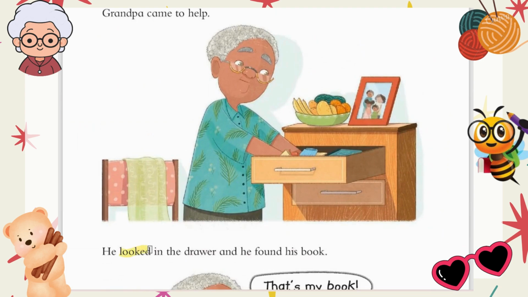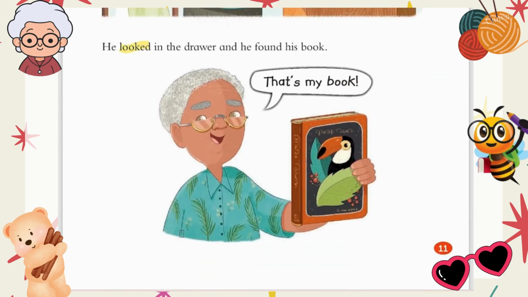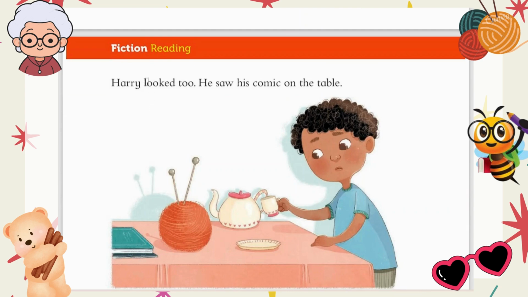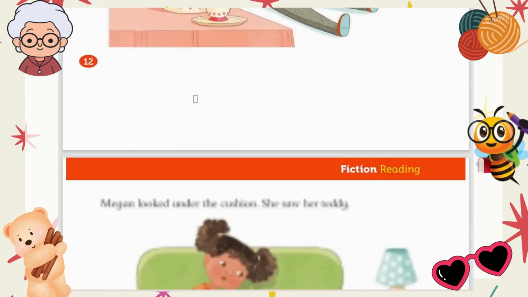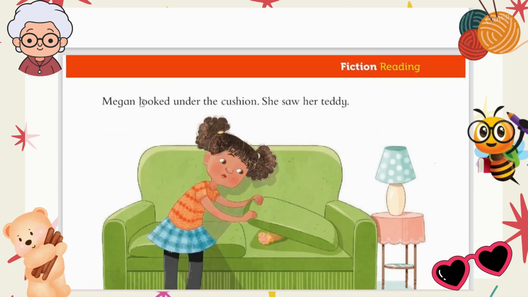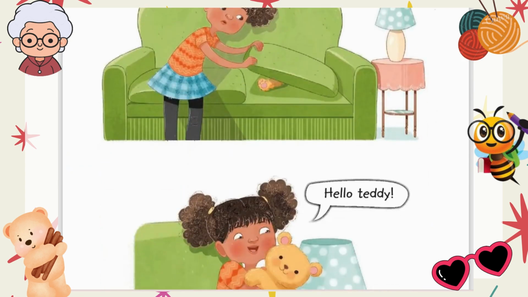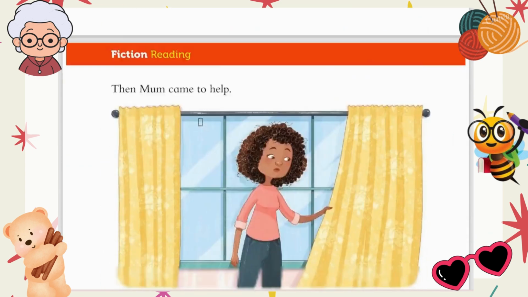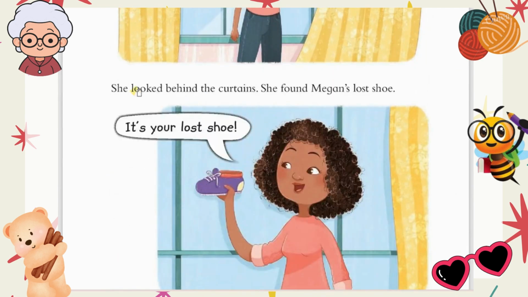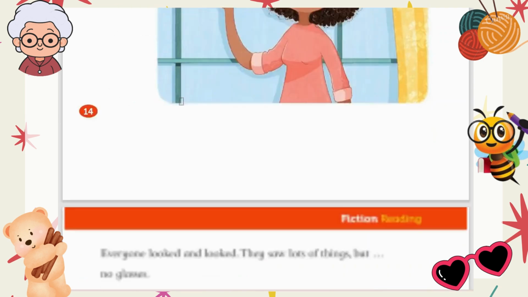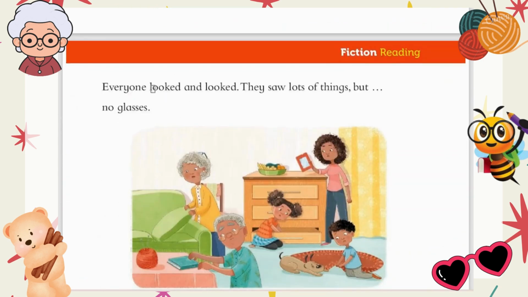Number two here, looked. Number three here, looked. Number four here, looked. It's number four. Number five, looked. Number six, looked. And number seven, looked. So everyone looked and looked.